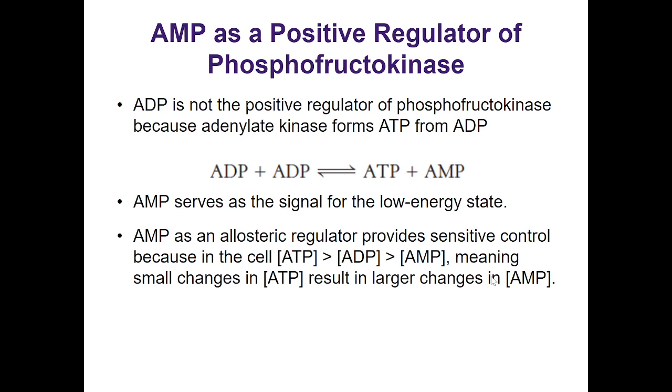Let's put it this way. A 50% difference in ATP concentration is a big difference in concentration, right? You have to use a lot of ATPs. A 50% change in AMP is a lot less AMPs, right? That makes sense?